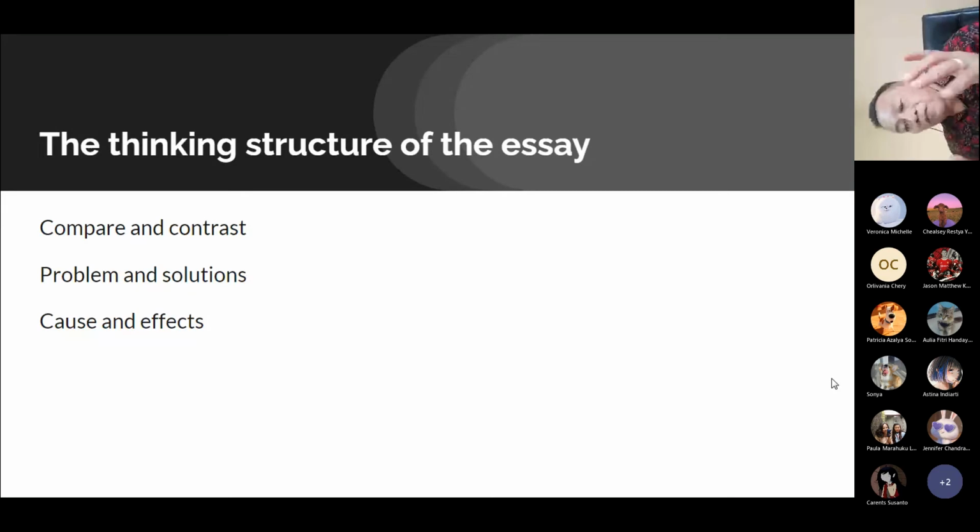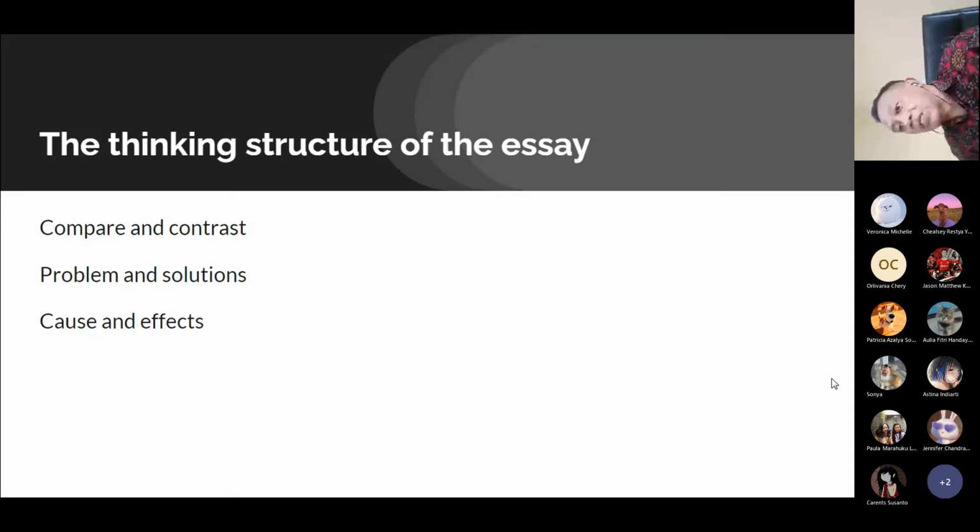I give you an example: offline and online learning, using games or without using games in teaching English. So you can see this kind of thinking structure in your essay. Next, let me talk about cause and effect. Yeah. So sometimes it is called reason and result essays.